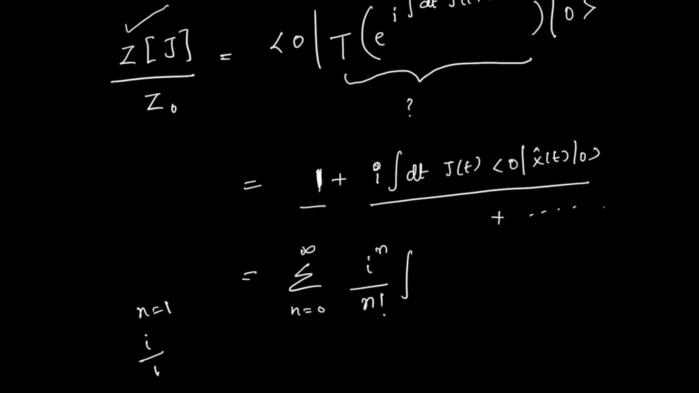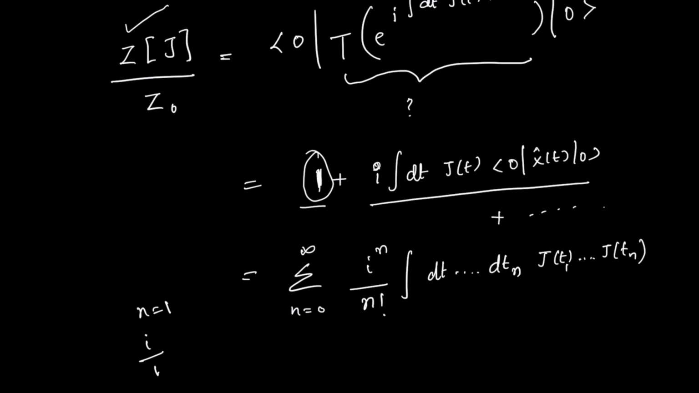Then integral dt up to dt_n. So if n is equal to 0, then only 1 will remain. If n is equal to 1, then there will only be dt. So for each term I have to generalize: dt_n, then I have to write j of t, so for the nth term, j of t_1 up to j of t_n.